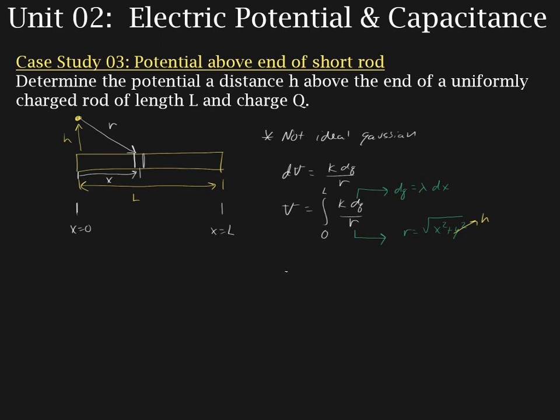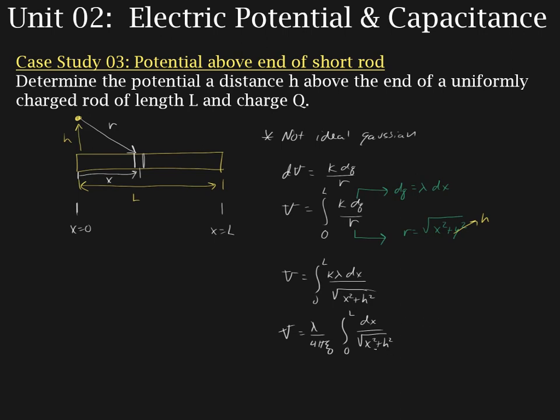So substituting this back in, we get V is equal to the integral from 0 to L of k lambda dx over the square root of x squared plus h squared. Okay, so k is constant, lambda is constant, h is constant, but we can't take it out of the square root, so we're going to have to leave that in there. And so we're going to get V, the potential, is equal to lambda over 4 pi epsilon naught times the integral from 0 to L of dx over the square root of x squared plus h squared.